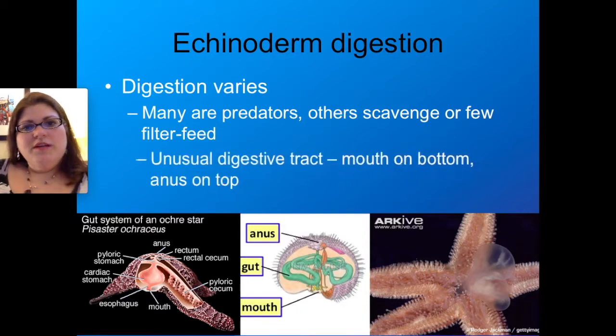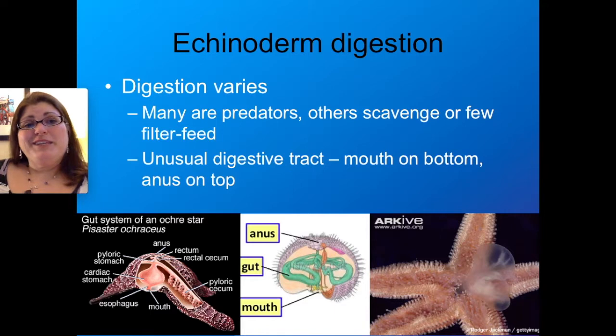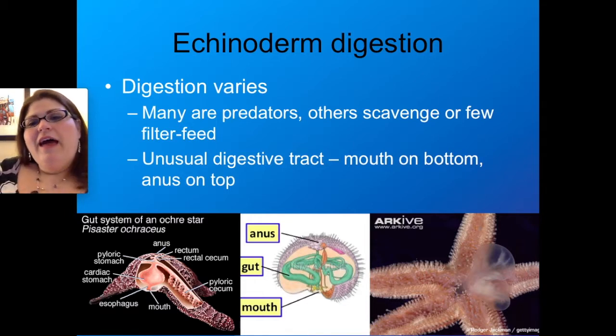One of the unusual characteristics of the digestive tract is that it's kind of upside down. We're used to having the mouth on top and the anus on the bottom. Theirs is actually reversed. So their mouth is on the bottom where their tube feet are. That way the tube feet can funnel food towards their mouth. And their anus is on top.